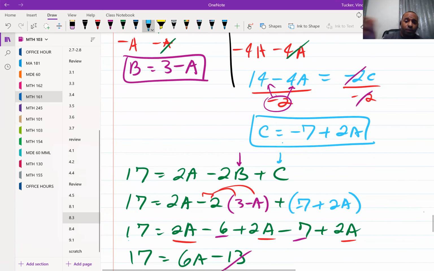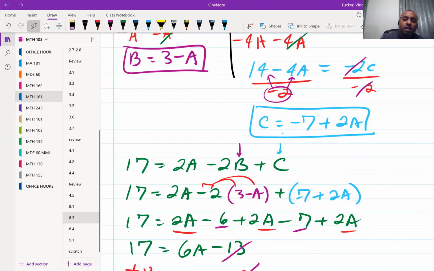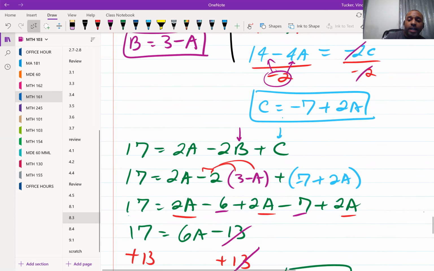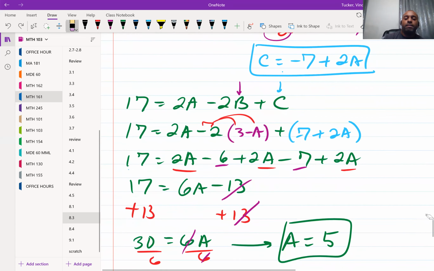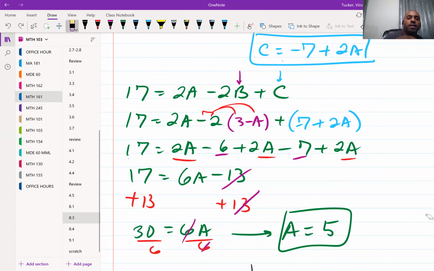Go ahead and do your distribution. Don't forget to distribute negative 2. So that's 2a minus 6 plus 2a, and then minus 7 plus 2a. Combine your like terms, 2a, 2a, 2a gives me 6a. And then negative 6 and negative 7 is negative 13. So now I have 17 equal to 6a minus 13. Add 13 to both sides. Then divide by 6, and a is equal to 5.